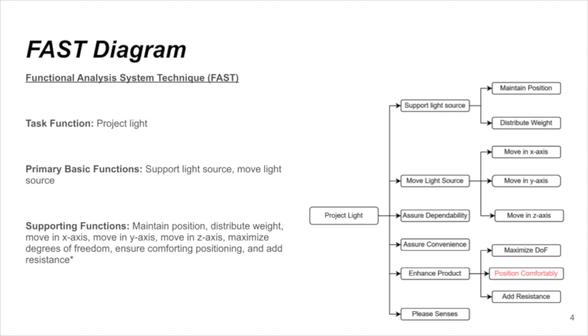We began with the task function of the product, which is to project light. To do this, we would have to support the light source and move the light source. To support the light source, we would have to maintain its position and distribute its weight. And to move the light source, we would need to enable movement in the X, Y, and Z axes. We also addressed some supporting functions that would enhance the product. To do this, we would maximize the degrees of freedom, we would enable comfortable positioning, and we would add resistance.